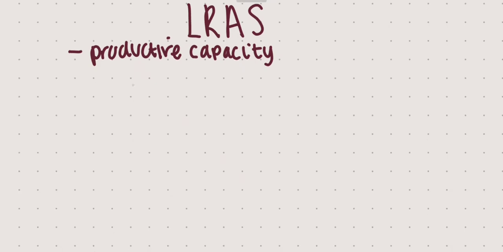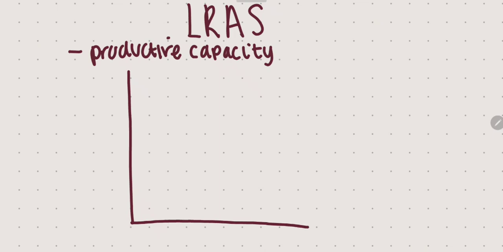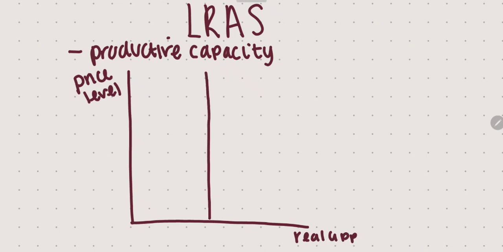So first of all, let's just draw our classical diagram. So remember, on our axes, we've got price level and real GDP. And simply, the classical long-run aggregate supply is just a straight line. And we denote the point as being YFE, meaning output at full employment.